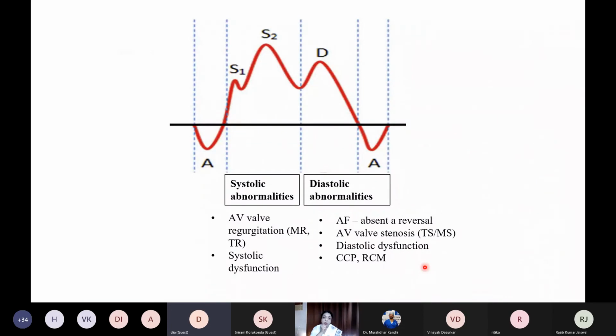So let's come to this. Now we will go through certain pathologies. I have divided this into systolic abnormalities and diastolic. In systolic, there is mitral regurgitation and tricuspid regurgitation we'll study, followed by systolic dysfunction. And in diastolic, atrial fibrillation, aortic valve stenosis, atrioventricular valve stenosis, that is tricuspid as well as mitral stenosis, diastolic dysfunction, and not to miss constrictive pericarditis and restrictive cardiomyopathy.